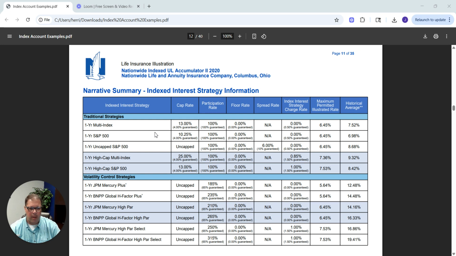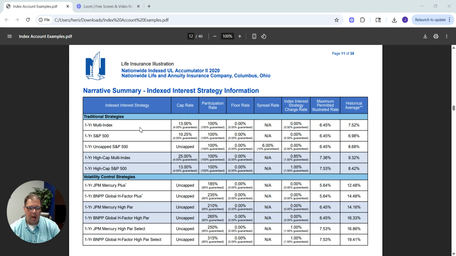And then every IUL today has some type of volatility control strategy. These strategies are usually there to help manage volatile markets when the S&P 500 might be up or down. Maybe the S&P is down for a long period of time. These volatility control strategies are built to really come in and help you get some type of rate of return on your cash value while we wait for some of the traditional strategies to come back to us.